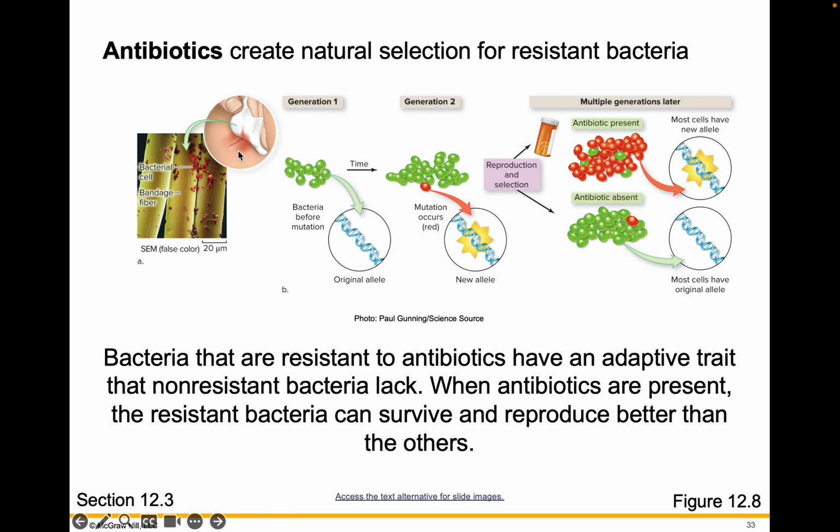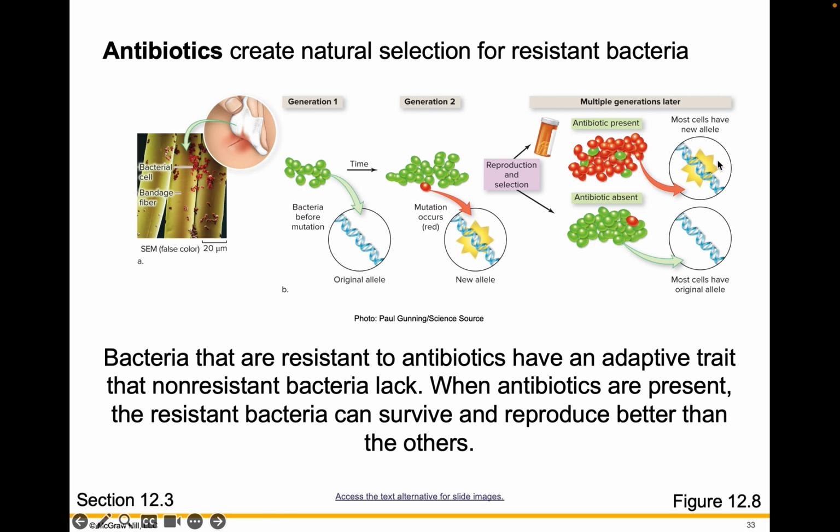There's bacteria that are just regular, normal bacteria. A mutation can occur that produces a new allele. And let's say as that cut becomes infected, as the population of bacteria grows, you go to the doctor and you get a prescription for an antibiotic. Well, that antibiotic can kill all of the green bacteria because they're not resistant. But this little red mutant bacteria here happens to carry an allele that allows it to be antibiotic resistant.